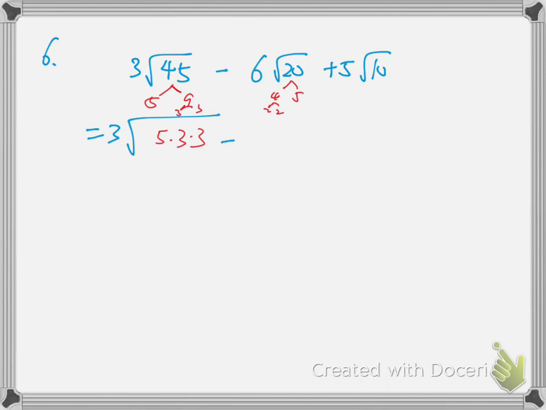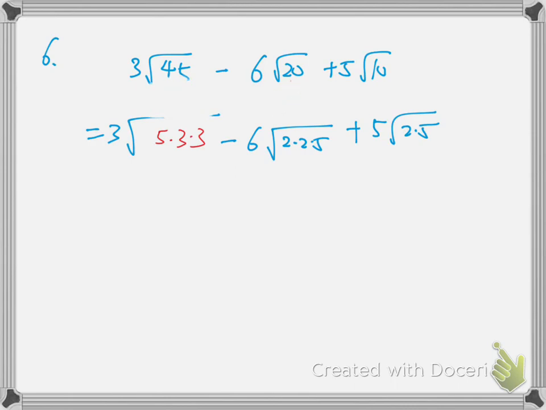So we got minus 6 radical 2, 2, 5. Plus 5 radical 10. 10 is 2 times 5, right? So we factor first. So now we will do the moving out part. This is a pair of 3, go out. This is a pair of 2, go out. There are no pairs here, so nothing comes out.